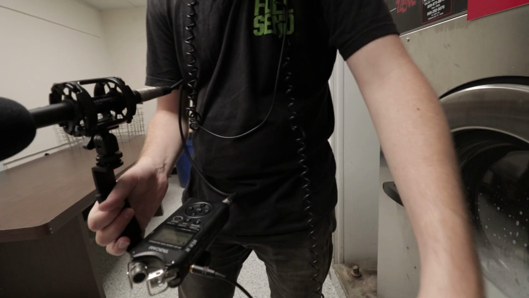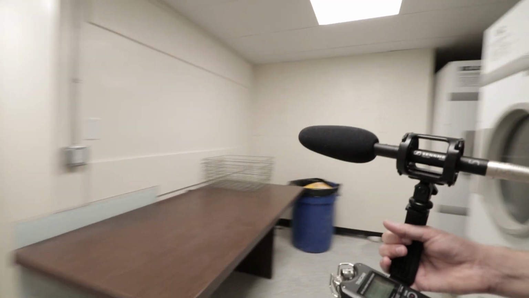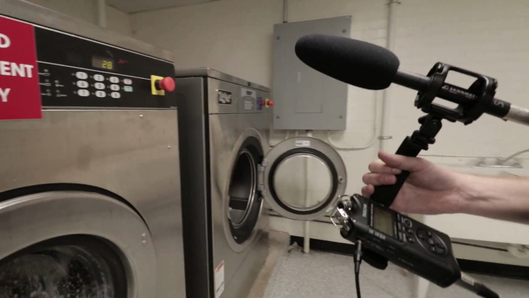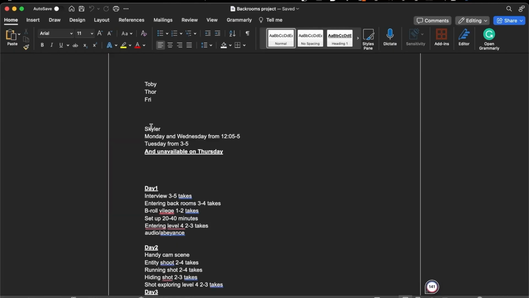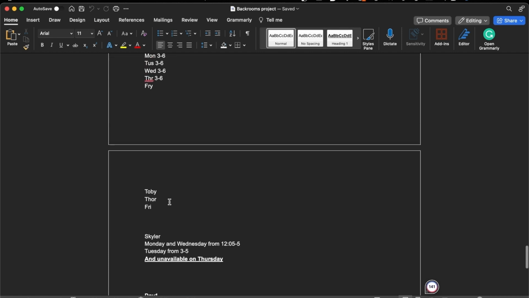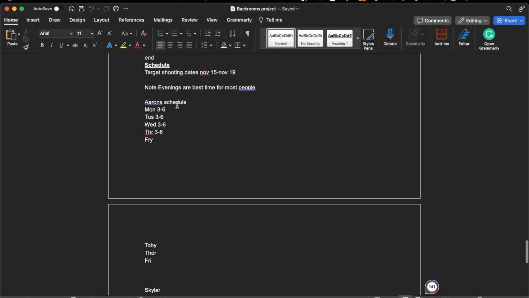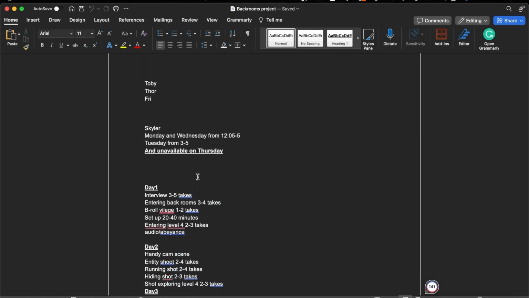I don't know what I was trying to say. Once again, I have not revisited the script in a while. Of course, we have a basic overview of what we're doing. Day 1. So these are the actors, stuff like that. I don't know why it got this messed up. We got dates, Monday 3-6, Thursday 3-6, Wednesday 3-6. It's just all crazily jumbled up.